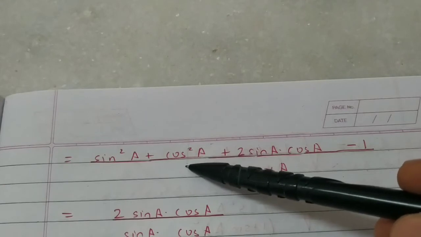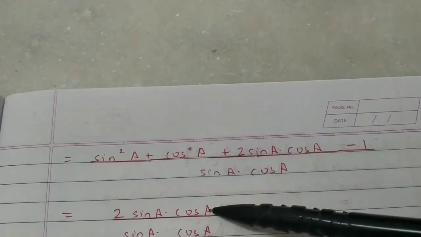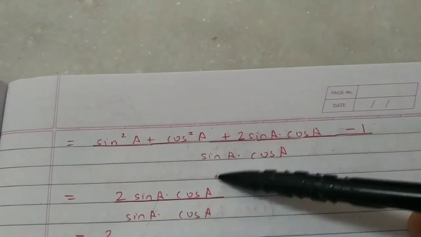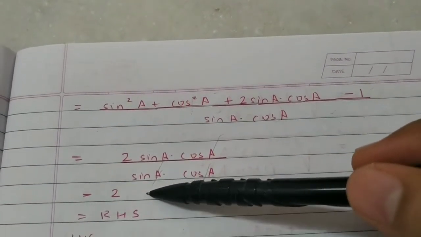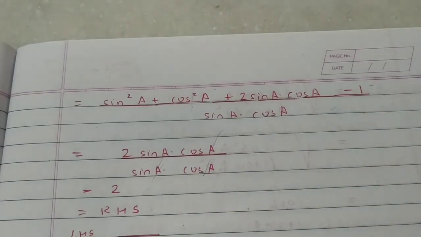You should remember these identities. 1 minus 1 cancelled. So what is left is this upon this. And even here sine a cancelled, cos a cancelled. And you're left with 2, which is RHS. So that's why it is IMP.